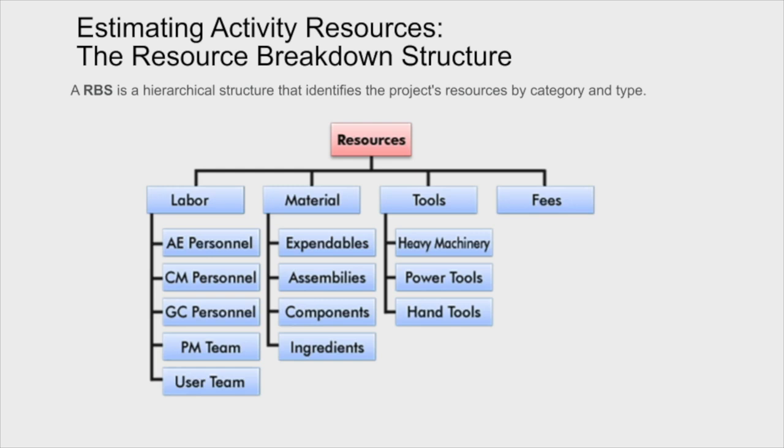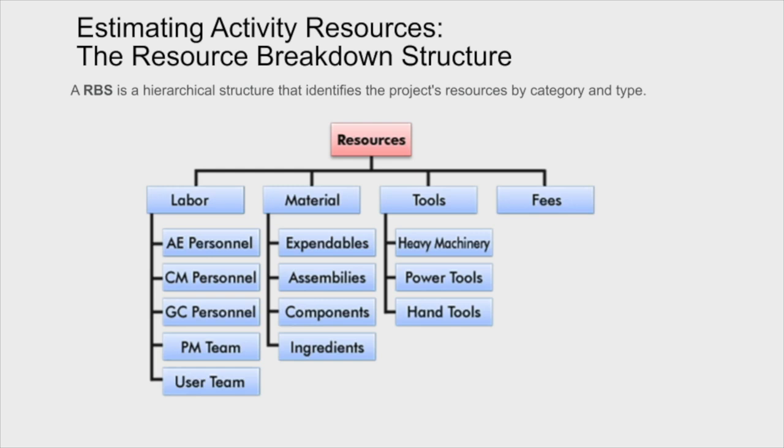So for example, if we look at resources, four of the key resources that you would think that any activity would have would be labor, material, tools, and potentially fees. We can take labor and break it down even further, such as specific types of personnel or project management people or users. So different skill sets effectively.